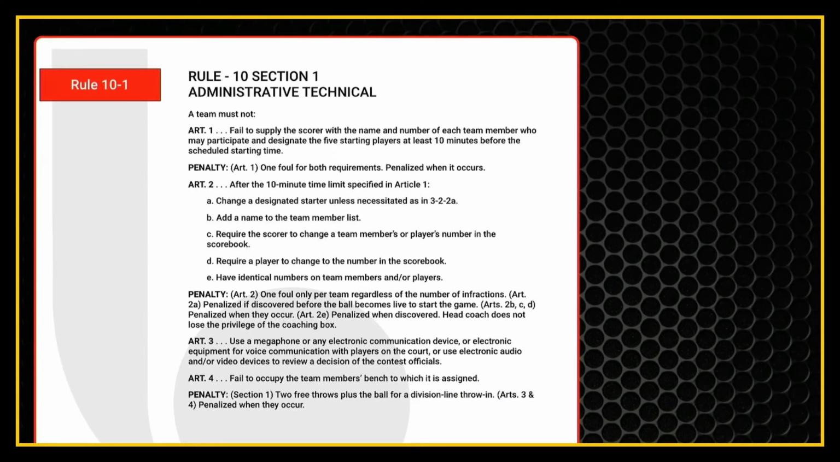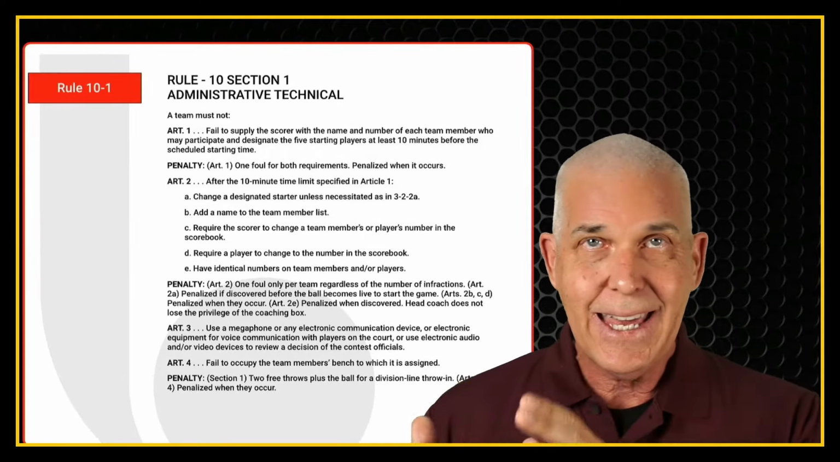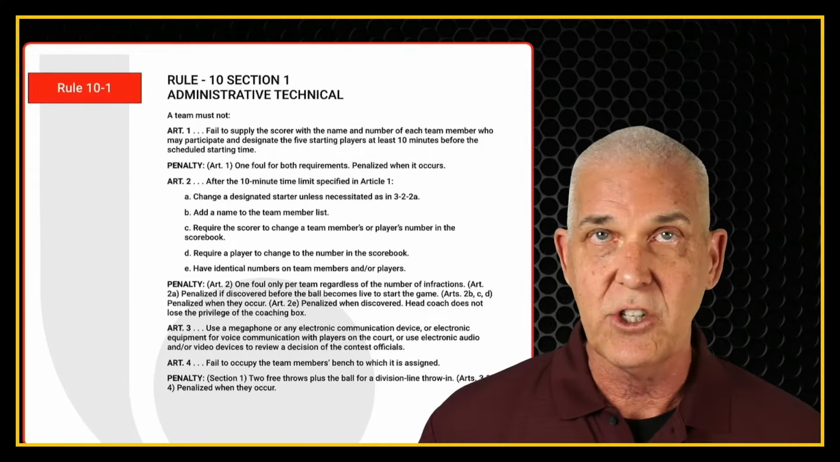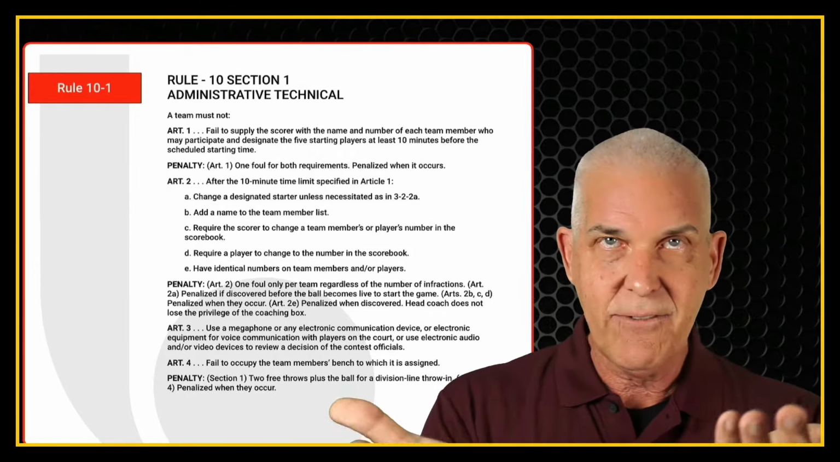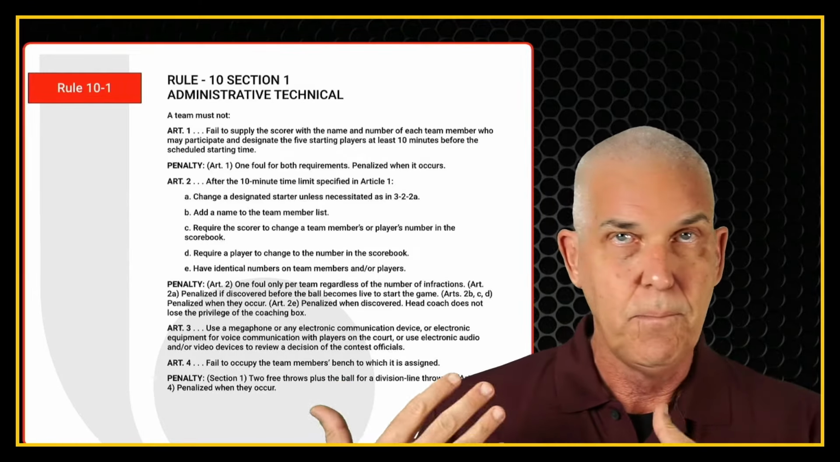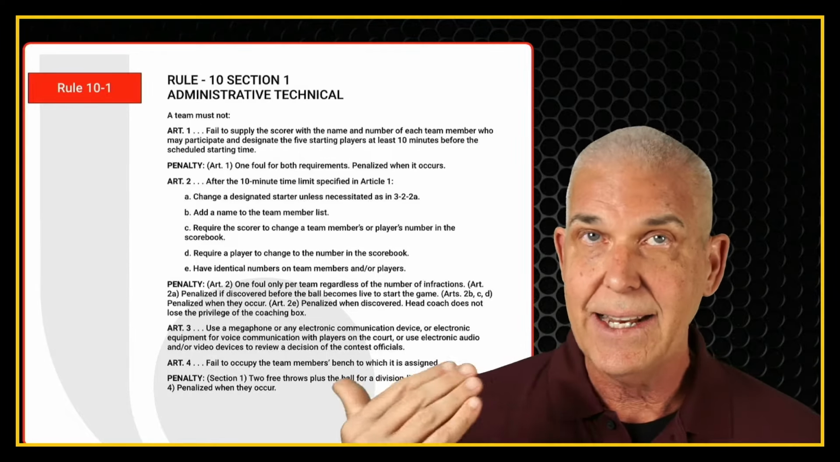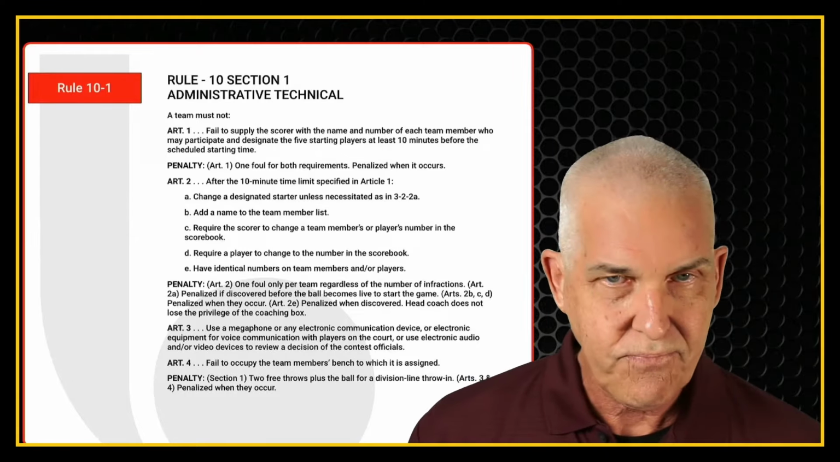Article 3, extremely rare: use a megaphone or electronic communication device, right? Super obscure. Article 4: fail to occupy a team member's bench to which it was assigned. Also super obscure. The key takeaway from this rule and restrictions: teams are responsible to provide accurate information, and if, after they have supplied the information, after the 10-minute mark or after the game has begun, changes need to be made, that team is at risk of an administrative technical foul.